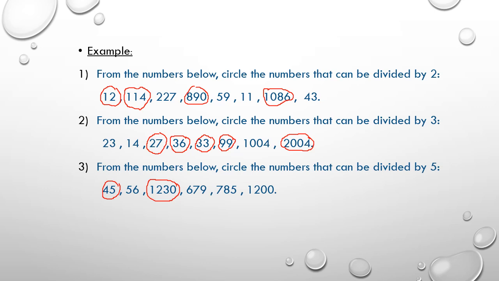679 ending in 9, so it can't be divided by 5. 785 ending in 5, so it can be divided by 5. 1200 ending in 0, so it can be divided by 5.